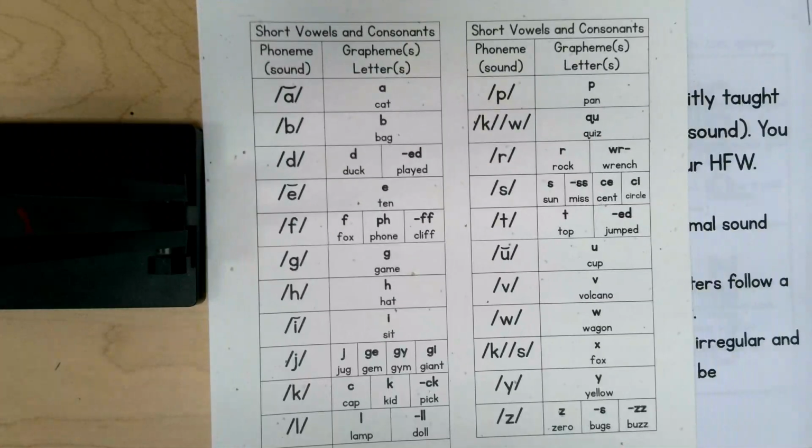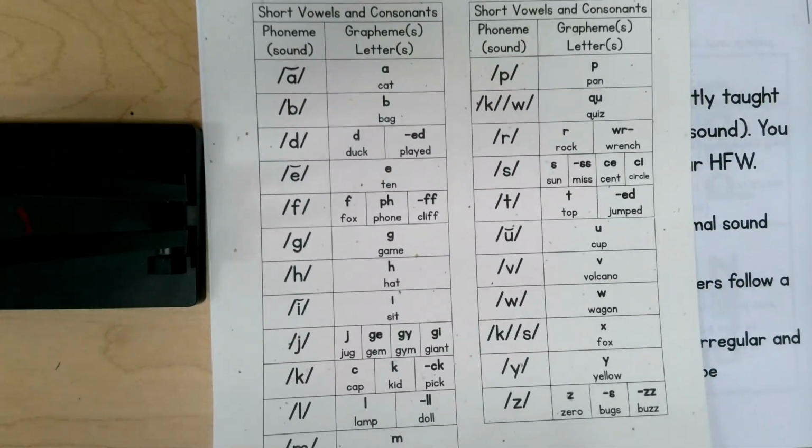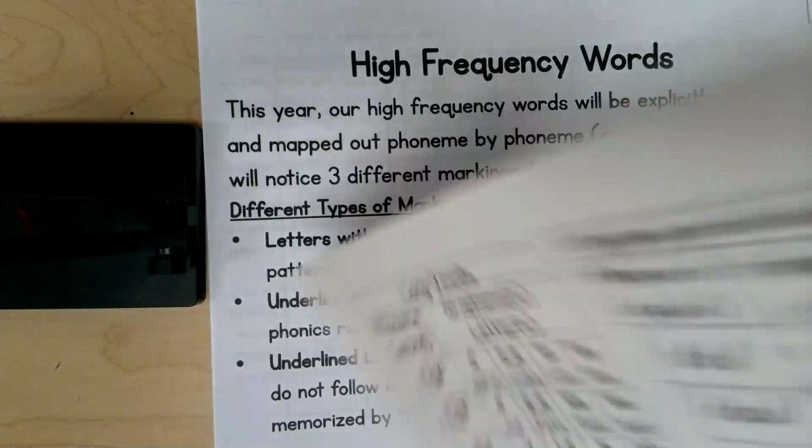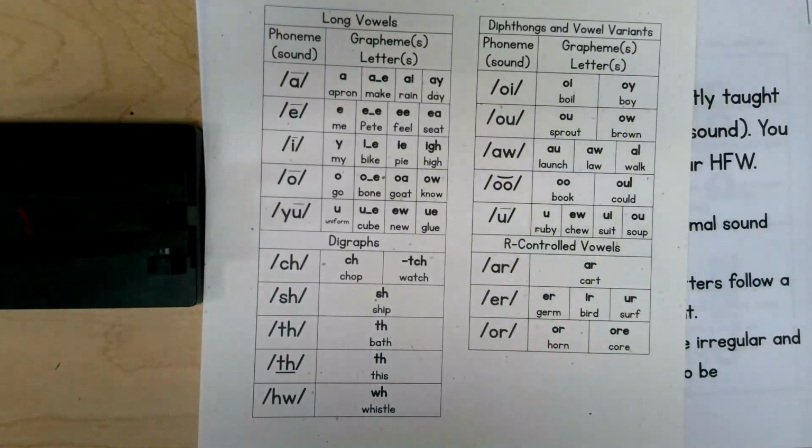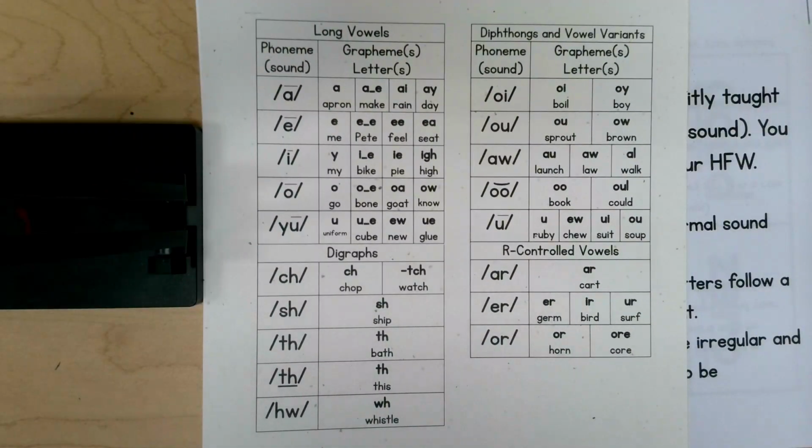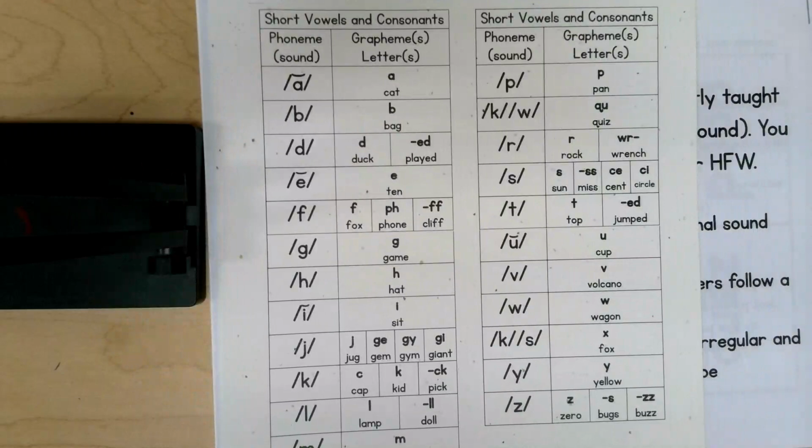So on the front side was our normal sounds with short vowel sounds and consonants. And on the back, we had our long vowels and then some of the different and special sounds like our digraphs, our diphthongs and vowel variants a little bit, and then some R controlled vowels. So this went home with you at the beginning of the year just for you to be able to work with at home. If you had any questions, or want another copy of this, please just let me know. I'd be more than happy to send one home.